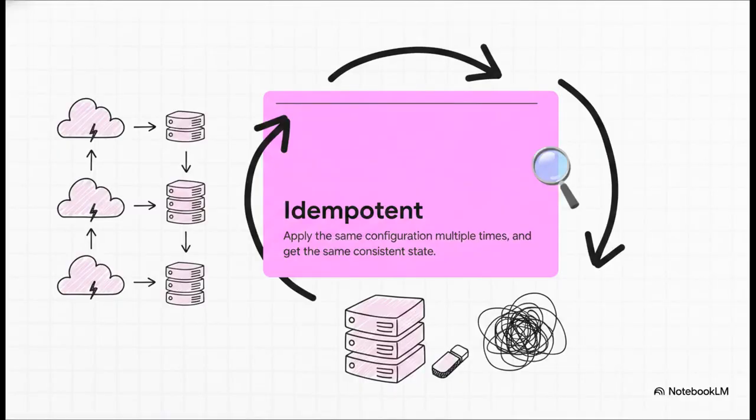And the absolute magic of Terraform really boils down to one word: idempotent. This is a core property of Terraform, meaning you can apply the exact same configuration over and over again, and it will result in the exact same consistent state every single time. It completely eliminates that dreaded environment drift.